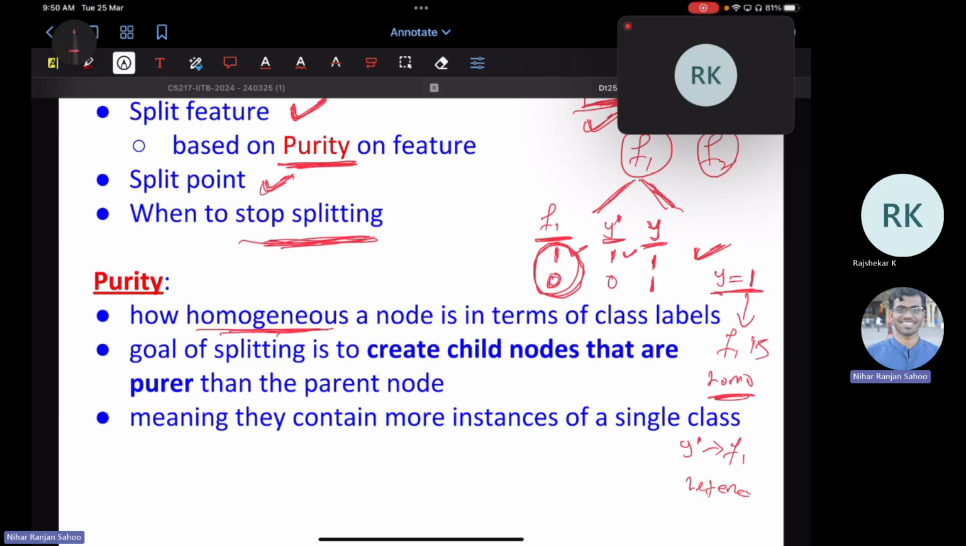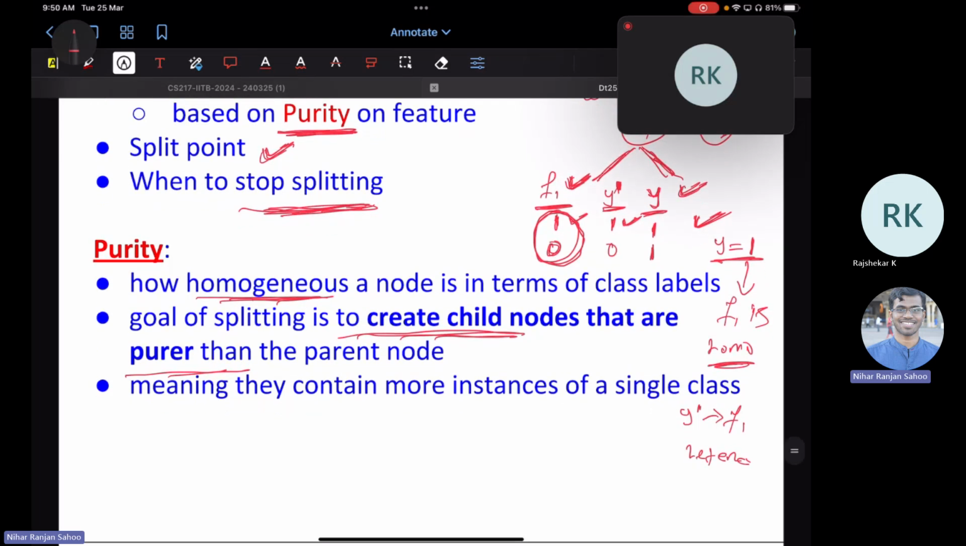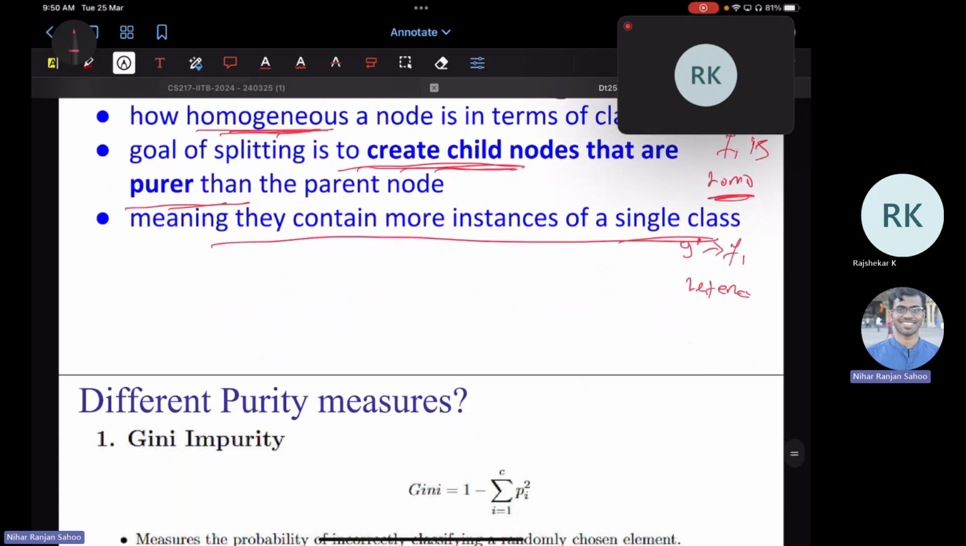Then the goal is to split to create child nodes that are purer than the parent node, right? So which is more pure here? If y prime is 1 0, then f1 is purer than in the scenario where y is 1 1. If we have y prime, we can split on f1. If we have y, there is no point in splitting on f1. We will not get any information. Then we'll continue till we have a single instance class. This we'll see next.